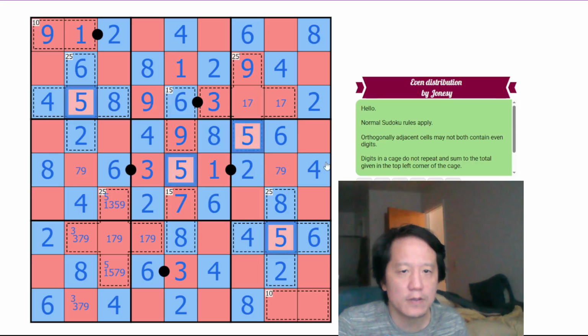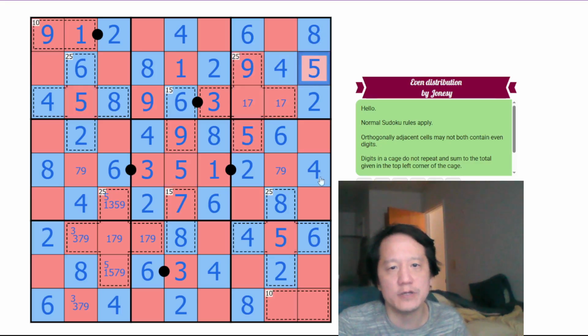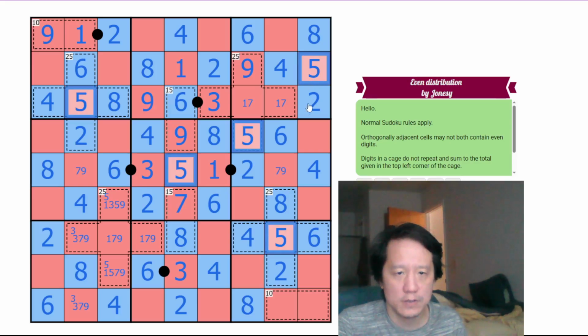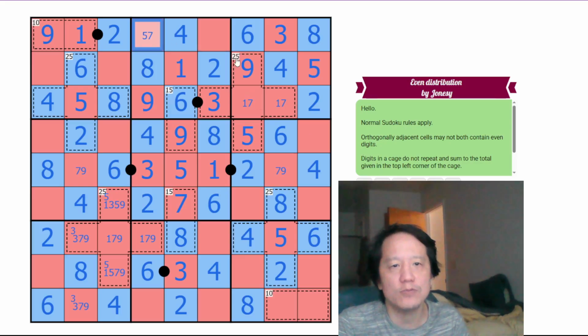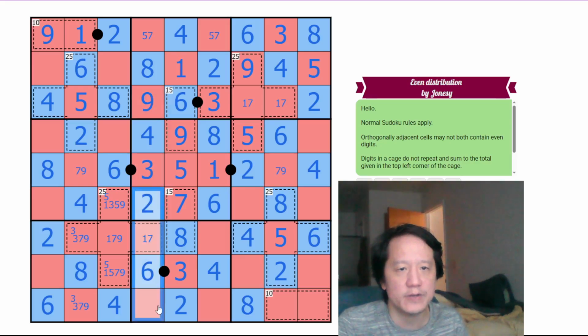5 in this upper right-hand box cannot be here or here, so it must be here. That leaves this as a 3, which means this is a 5, 7 pair remaining in row 1. 9 eliminates 9 here in column 4.